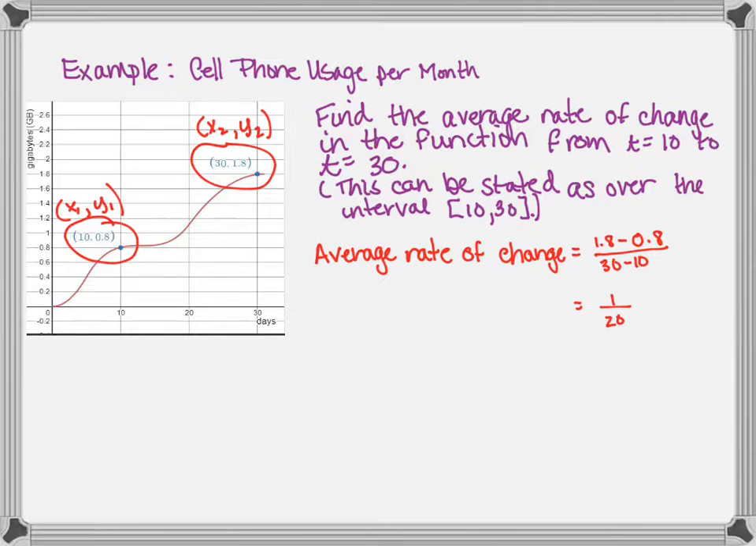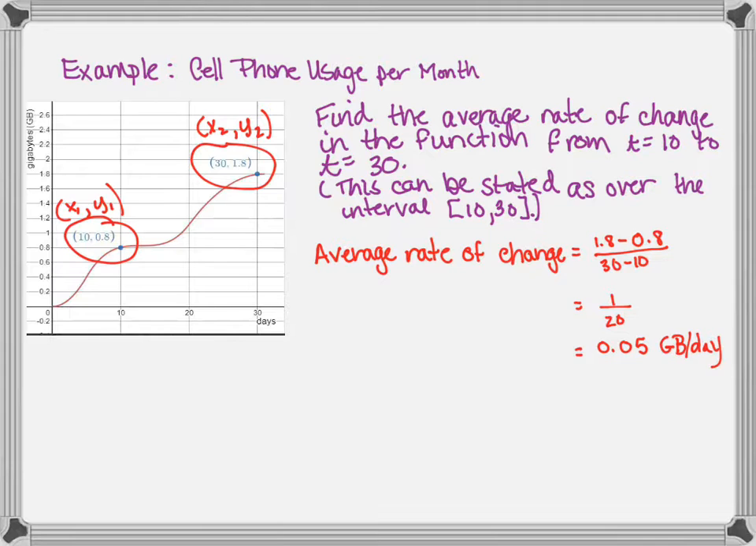This gives us 1 over 20, or since we're looking for our rate, 0.05 gigabytes per day. So our average rate of change is 0.05 gigabytes per day.